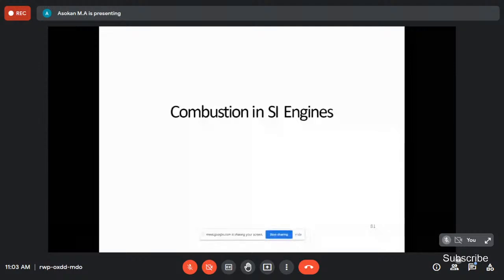So far we discussed the injection system and the important components of the IC engine. There are different cycles, like the four-stroke and two-stroke engines. Then we go for combustion in SI engines, how the combustion takes place inside the SI engine.